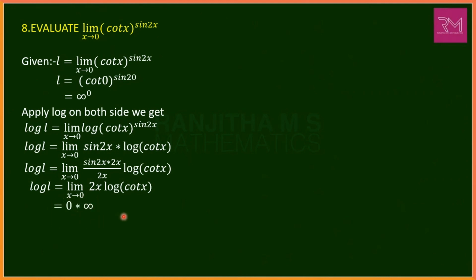So to convert this to a 0 by 0 form, in the next step log L is equal to limit as x tends to 0. Here take 2 into log cot x in the numerator and take x to the denominator, we get 2 into log of cot x divided by 1 by x. If we take x to the denominator, that becomes 1 by x. That way, if we take it to the numerator, that becomes 2 into x into log of cot x only. If we substitute x value as 0, cot 0 is infinity, log infinity becomes infinity in the numerator, and divided by 1 by 0 is infinity. Hence this is of the form infinity by infinity.